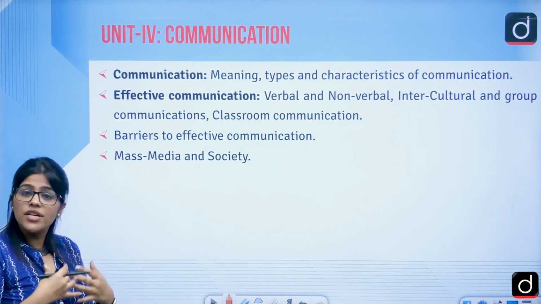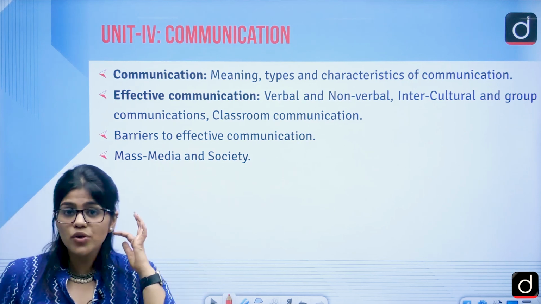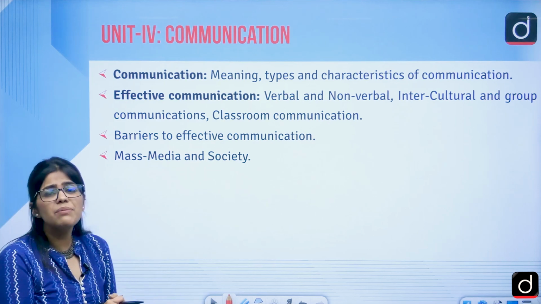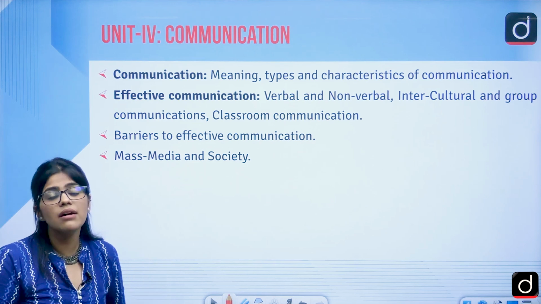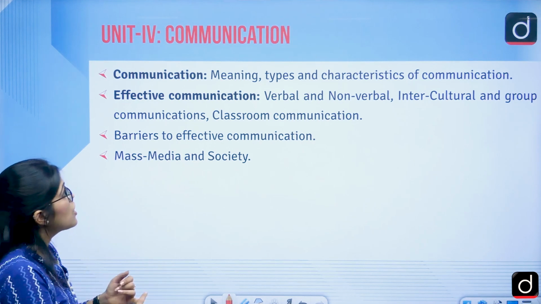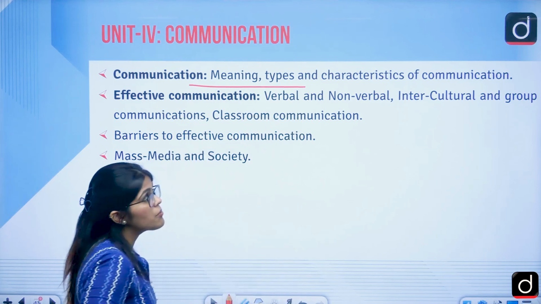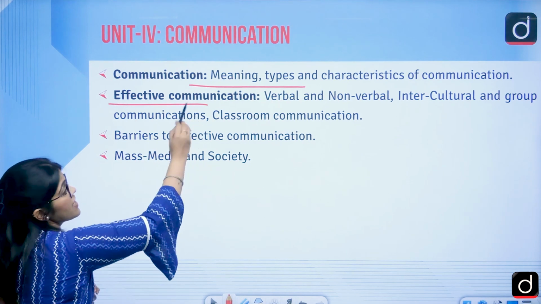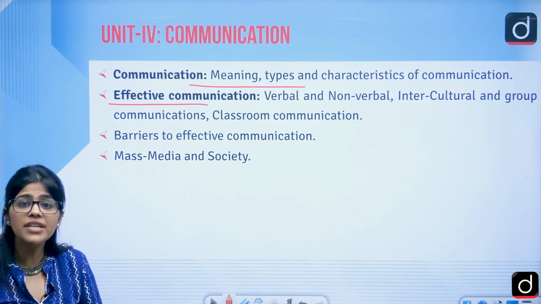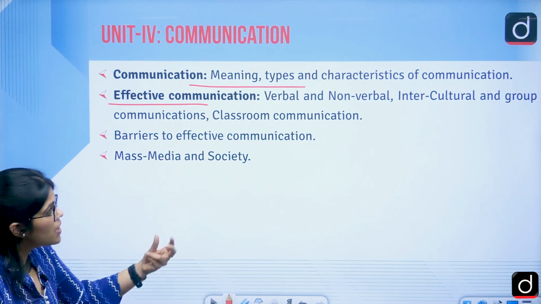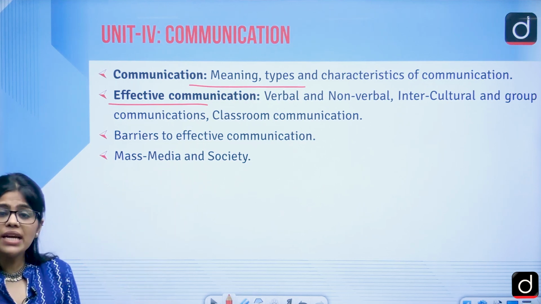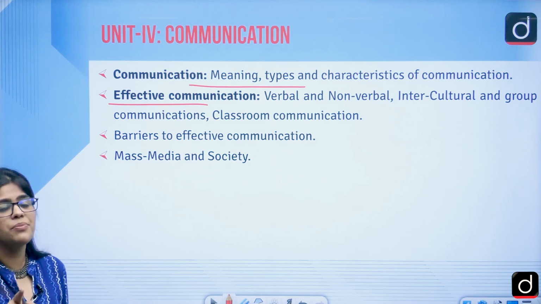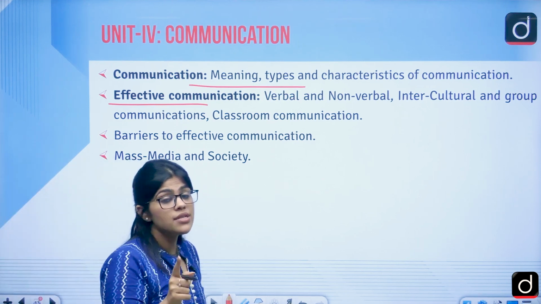So communication, according to me, is the most scoring unit, and you will love doing this topic with me as well. Why? Because in the easiest manner, we'll be dealing with the meaning of communication, the different types of communication, and the different characteristics of communication. We'll also be dealing with effective communication and the different types of communication. Is it verbal? Is it non-verbal? How do we deal with intercultural communication? What is group communication? What is the difference between group communication and mass communication?